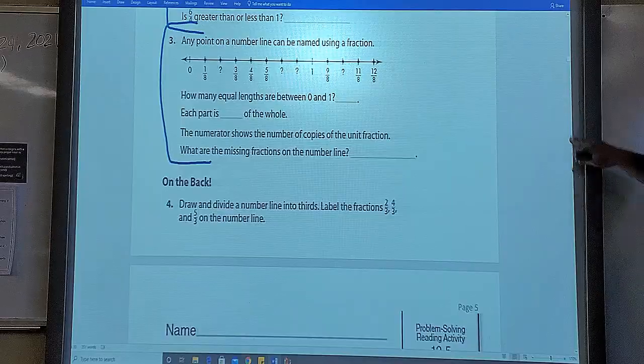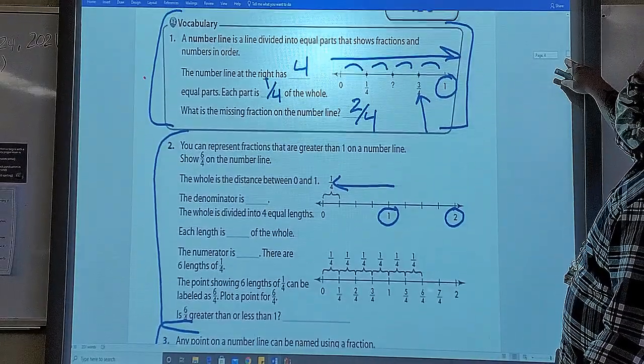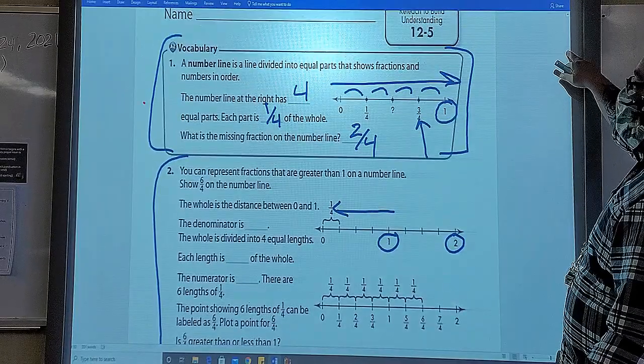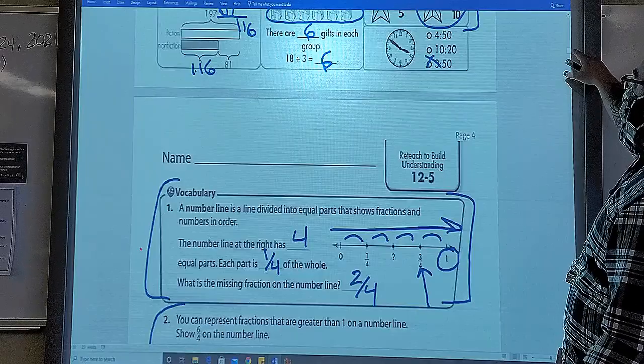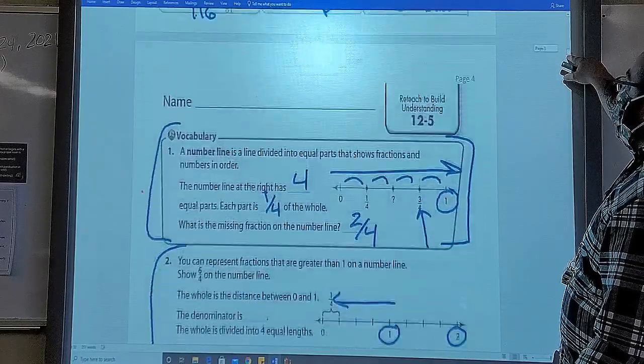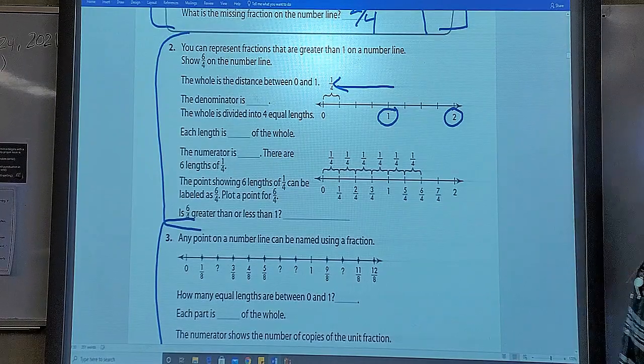Let me scroll down. I also tried to make this a little bit bigger so you guys can see it. Remember, we had an example at the top, and I told you guys, use that to help you. Come on, all sorts of problems with this today. There we go. Better?